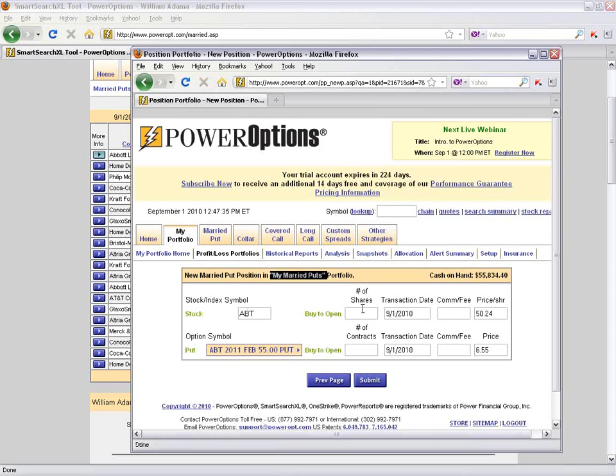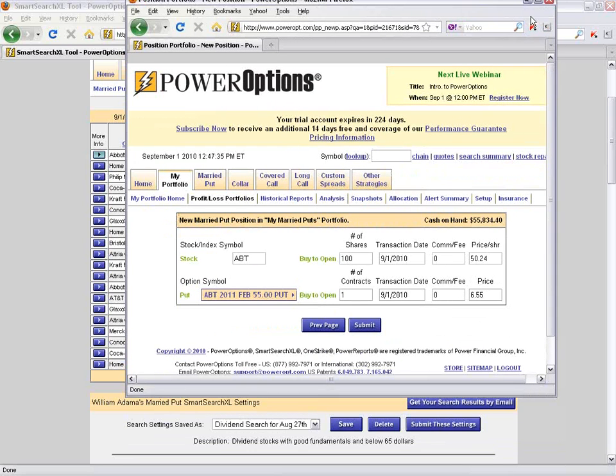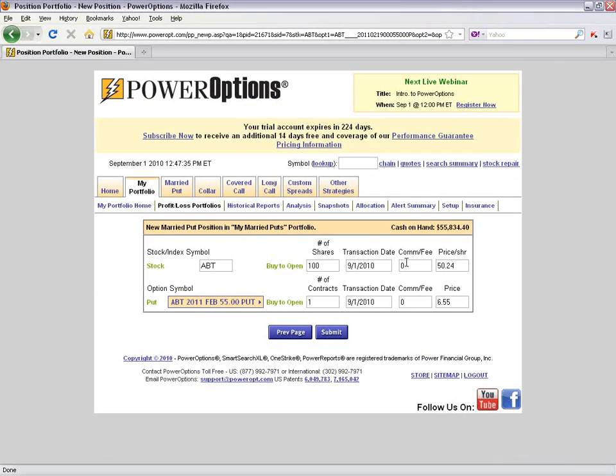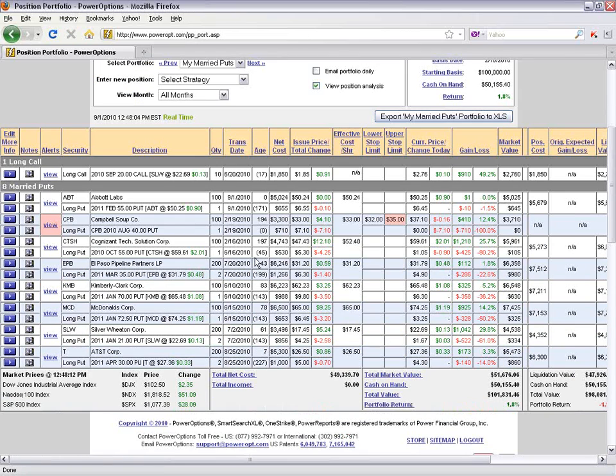ABT, that February 55 put, let's just do a basic 100 shares and 1 contract. And since this is a paper trade, we'll keep it at 0 commission fee. If you did enter this as an actual trade, you'd put in your own commissions or your price per share, your price for the put, for example, or maybe a transaction date. And we'll go ahead and click Submit. Now this is going to link us into the profit and loss portfolio, my Married Puts profit and loss portfolio. We're going to see the existing open trades and the new Married Put we just opened.